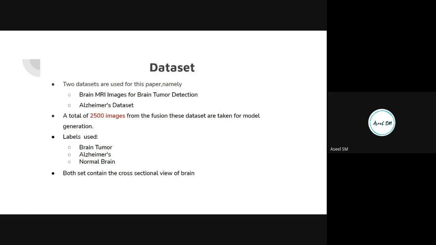So for my paper, I selected two data sets, that is brain MRI of brain tumor and Alzheimer's. A total of 2,500 images was used for training and validation. I used three labels, namely brain tumor, Alzheimer's, and normal brain. So we'll be classifying these three labels with the help of my model, and all the images are a cross-sectional view of our brain.